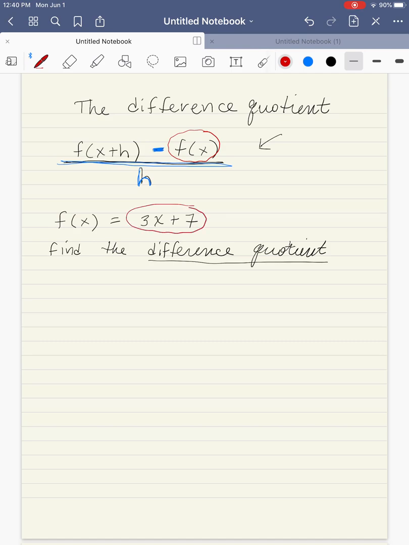We are given the function, f of x. That's just our function that we have here. So really the only thing that we don't already have is the f of x plus h. So we're going to do this in a couple of steps. And our first step is going to be to evaluate f of x plus h.